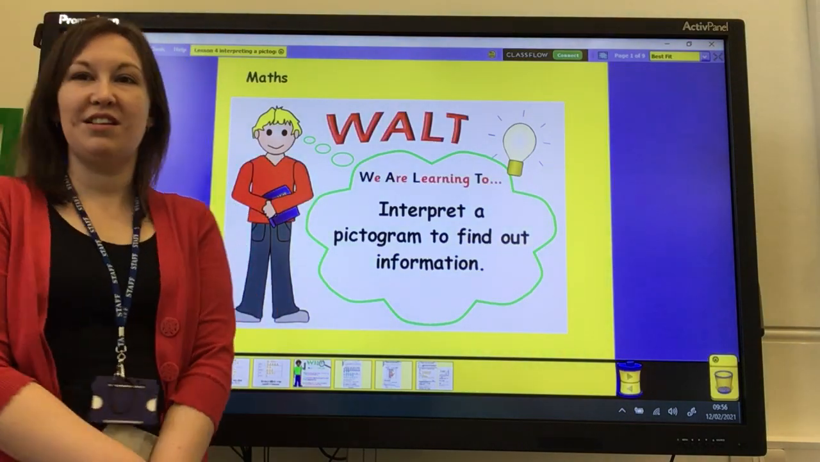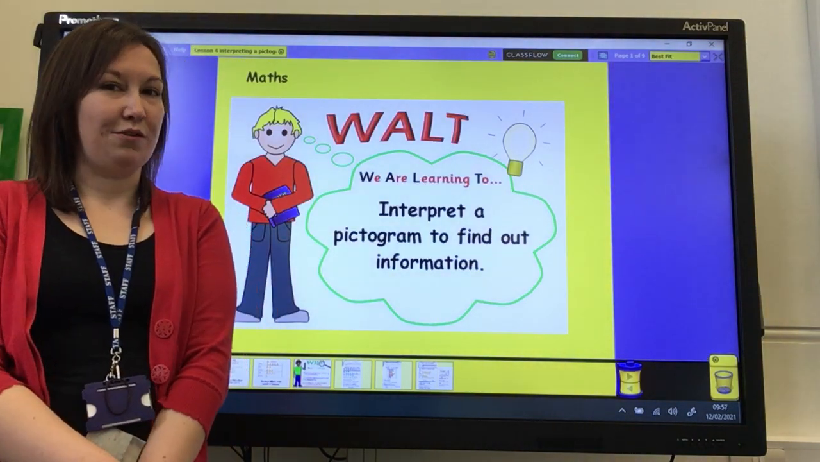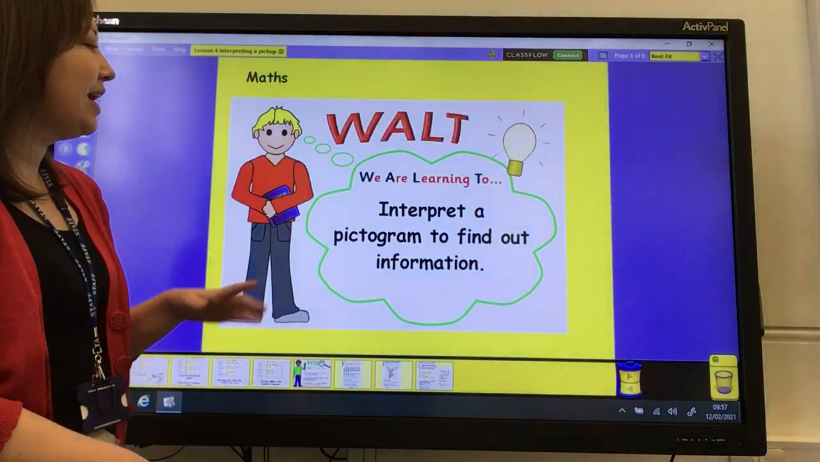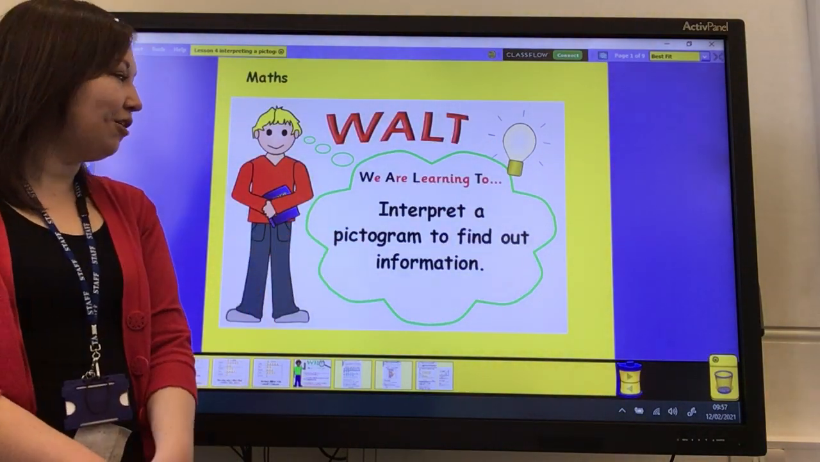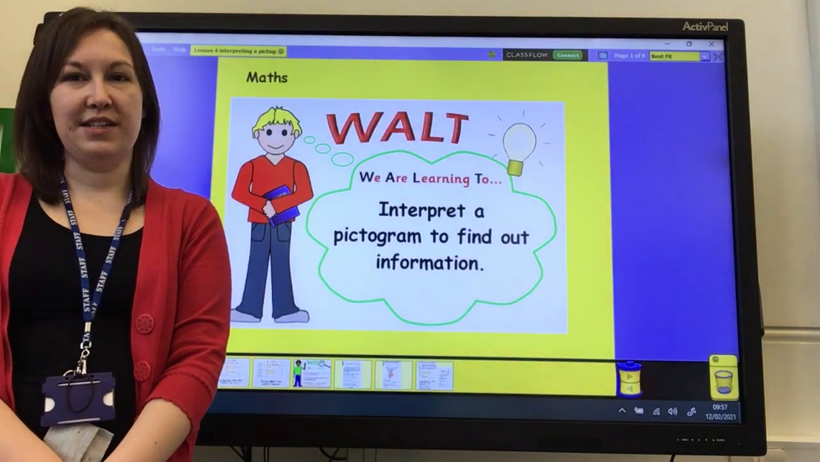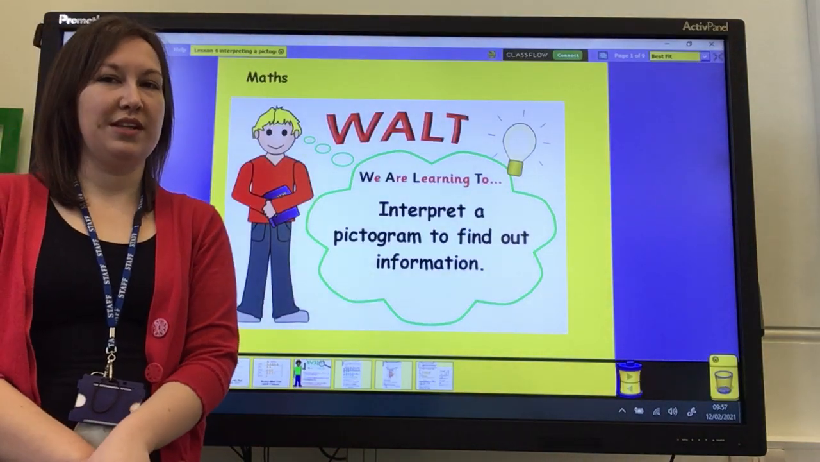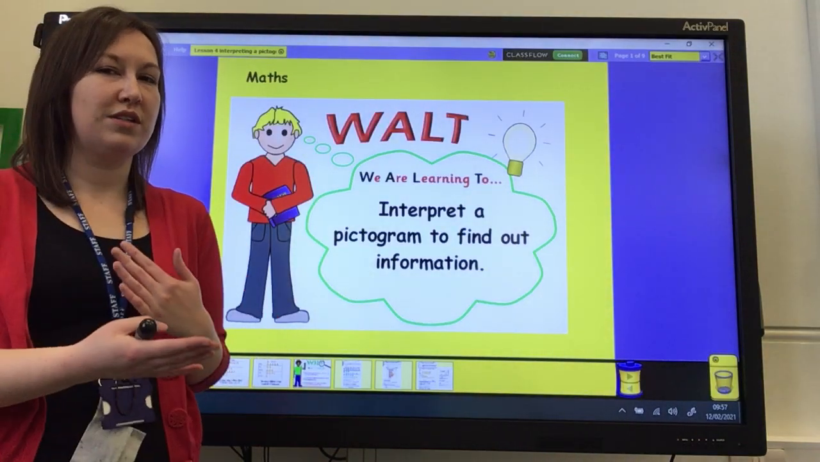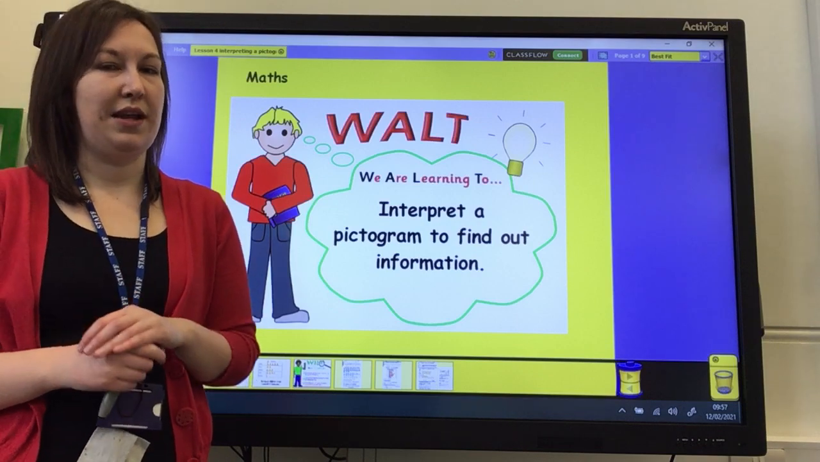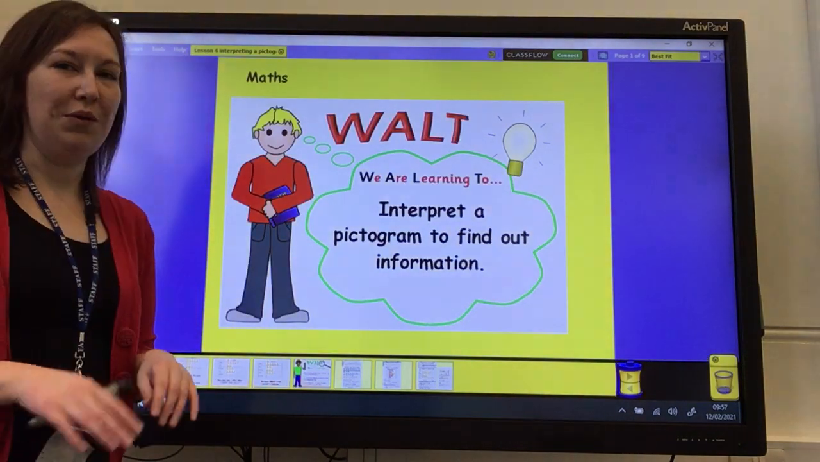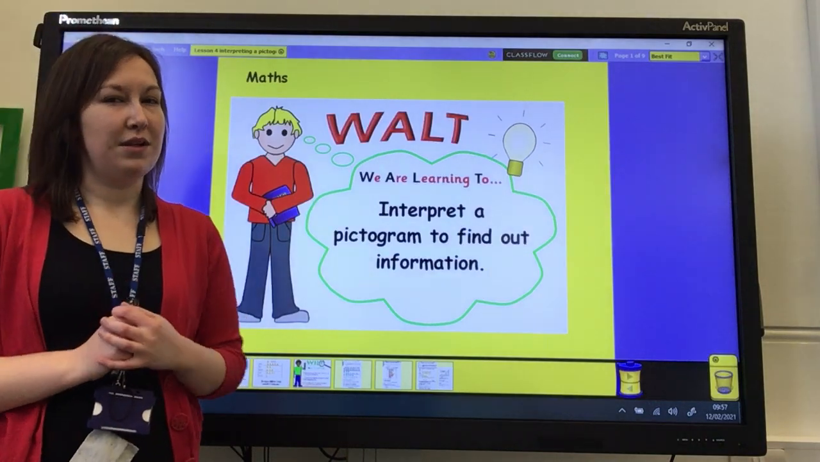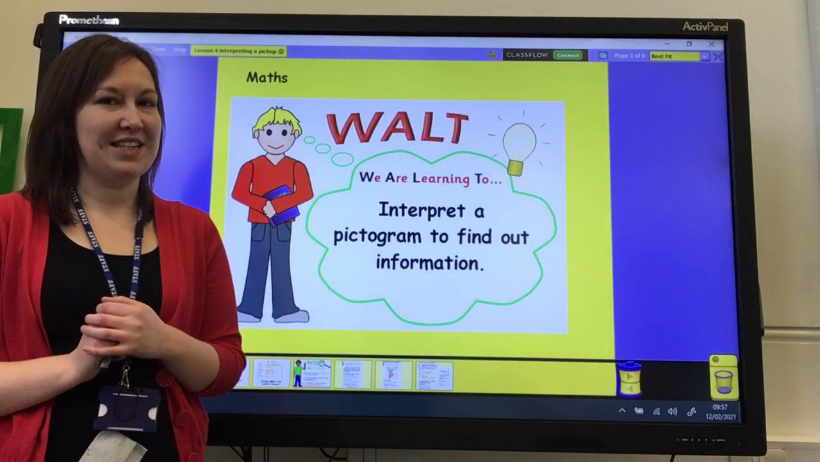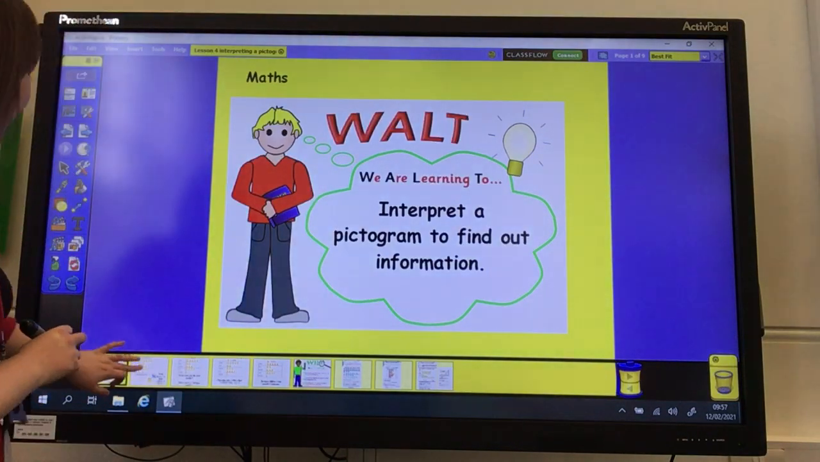It is our last lesson of the week and our last lesson on data for a while. Today we are learning to interpret a pictogram to find out information. It's really similar to yesterday but we're moving forward to the next step in our learning journey. So you may need to be a little bit like Determinator today because we are getting a little bit trickier.